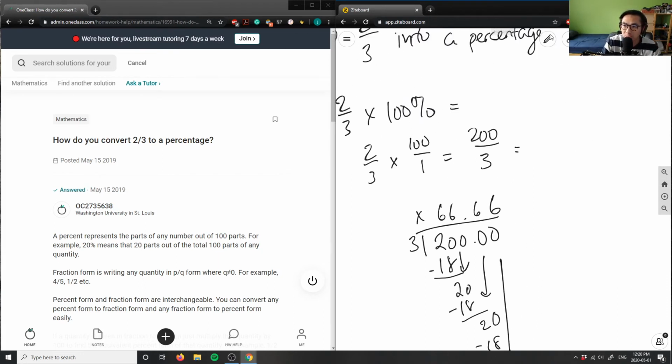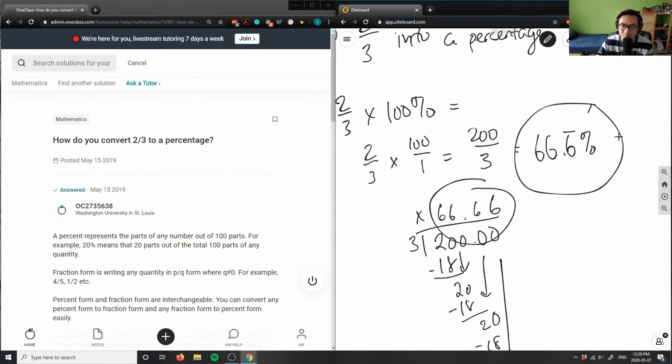So basically, what percentage do I have here? I'm going to get this percentage here. It's going to be 66.6, with a bar, percent here. And the bar just means that the 6's are repeating here. So this solution is 66.6% here.